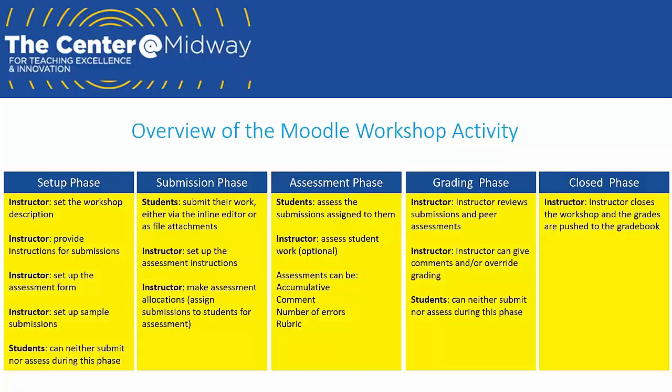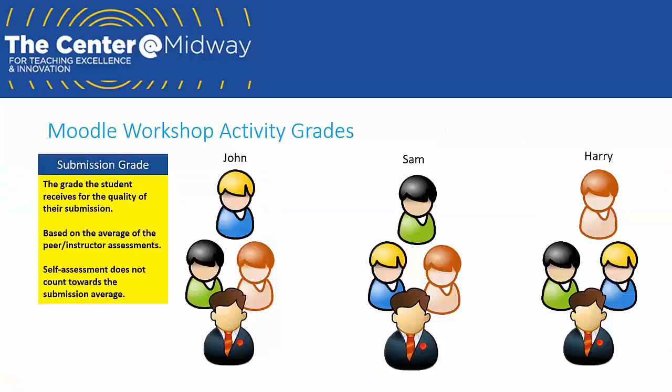Remember, in the closed phase, the students are going to see a grade for their submission, and they're going to see a grade for their assessment of their peers' submissions. So let's look for a second at how those grades are determined. First of all, let's look at the submission grade.